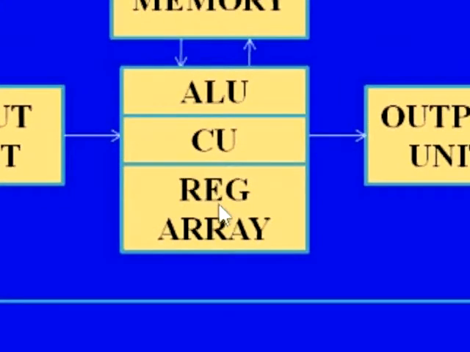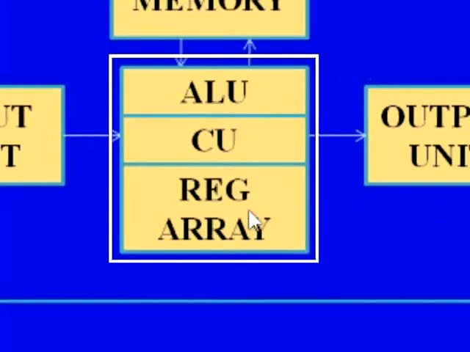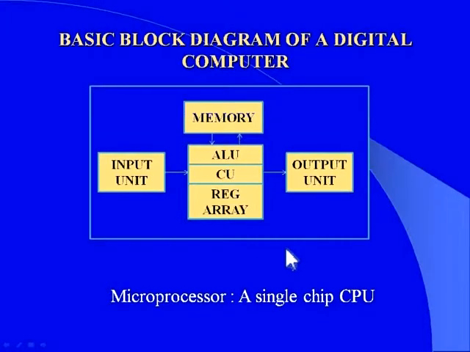In the case of a microprocessor, all three units, that is ALU, CU and register array, are fabricated in a single IC. So the perfect definition of a microprocessor is a single chip CPU. A computer which uses a microprocessor as the CPU is known as a microcomputer. Almost all the systems we have in our laboratory are microcomputers.